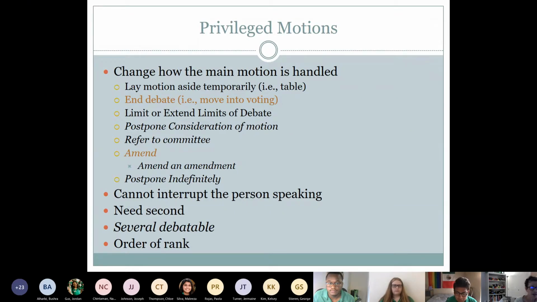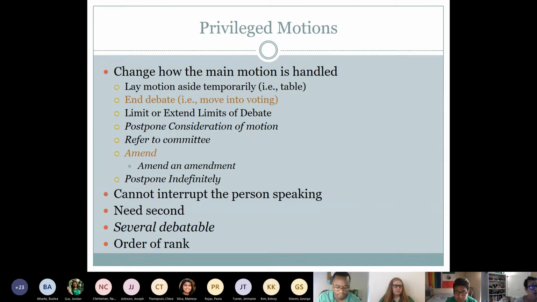But in the full motion process, I went through the recap all the way from raising your hand all the way through voting. Not all of these motions are debatable, and I italicized those. So for example, postpone consideration, refer to committee, amend, postpone indefinitely, those are not debatable. So you would skip that part of the whole process and go straight into voting whether or not to do that.